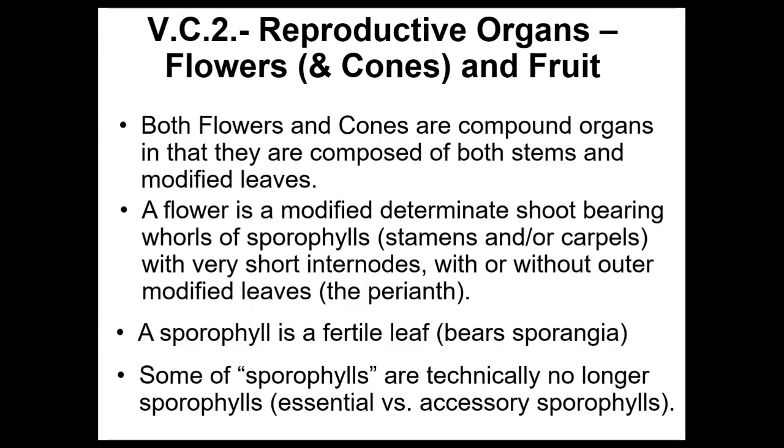But next time we're going to try to elaborate on this concept of a flower being a modified determinate shoot. Determinate means that it ends at that point. That's a stem bearing whorls of modified leaves called sporophylls, with very short internodes, with or without outer modified leaves. In other words, a flower doesn't have to have sepals and petals. We'll point that out eventually.